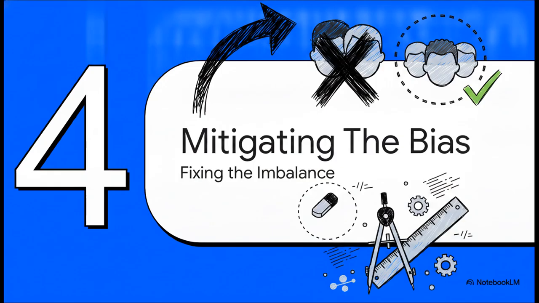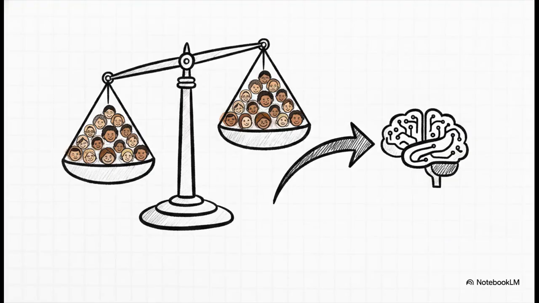Which leads us directly into Section 4, mitigating the bias. Let's see if we can fix the imbalance. So the crucial point is what happens when we actually find that bias. The developers didn't just throw their hands up in defeat. They implemented a strategy called balanced batch sampling.